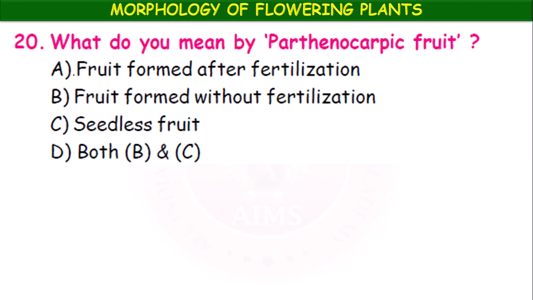What do you mean by parthenocarpic fruit? Yesterday we discussed that parthenocarpic fruit means fruit without seeds. How are the seeds not formed? If fertilization does not occur, there is no formation of seeds. The options are fruit formed after fertilization, fruit formed without fertilization, seedless fruits. Yes, both B and C.